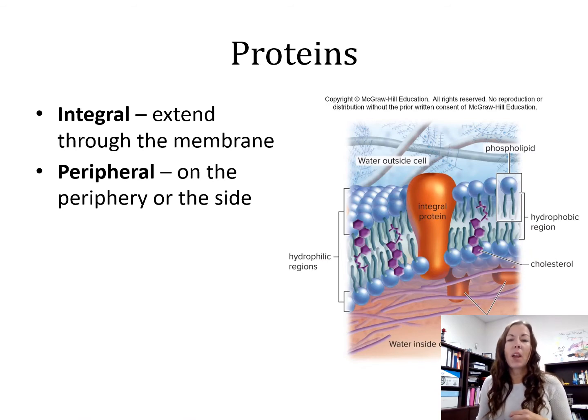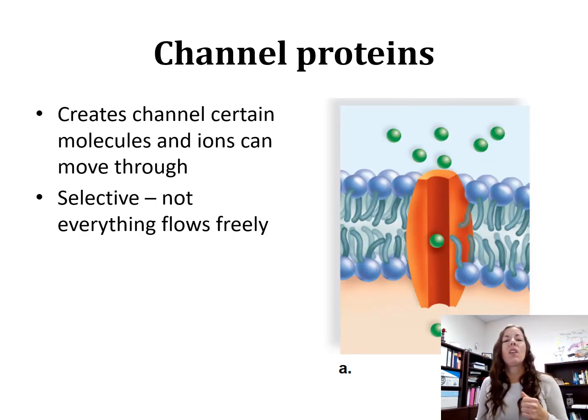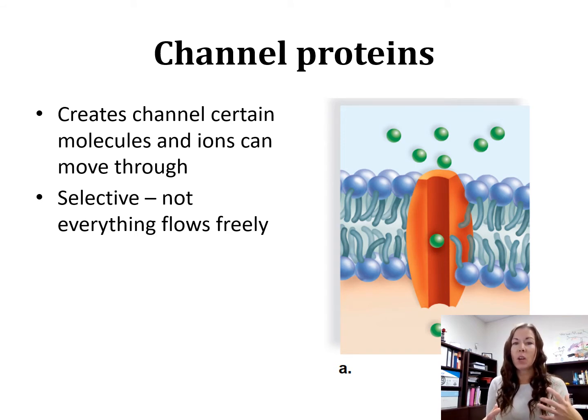So there can be proteins that extend through the membrane. Those are called integral proteins, or there can be peripheral proteins where you'll have them on either side. There are certain proteins, and if I were studying for this next exam, I might know 3 of the 6 commonly found proteins associated with that plasma membrane. So one of those is channel proteins.